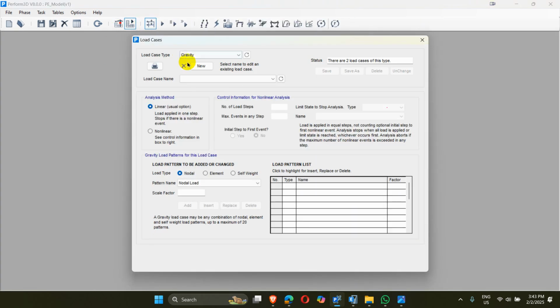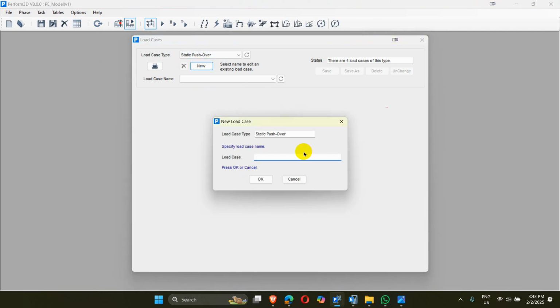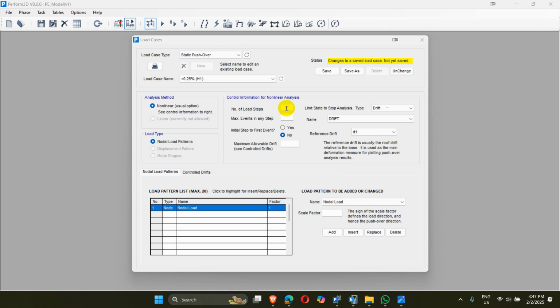After that save the structure. Let me go to the same case, static pushover. Give the name plus 0.25 percentage h1 and click OK. Then number of load steps, let me keep 50. Maximum events in any step is 200. Initial step to first event, click no, and the maximum allowable drift. So now let me keep 0.25. It means 0.025, which is 2.5%. We can keep it as 0.03, which means 3%.